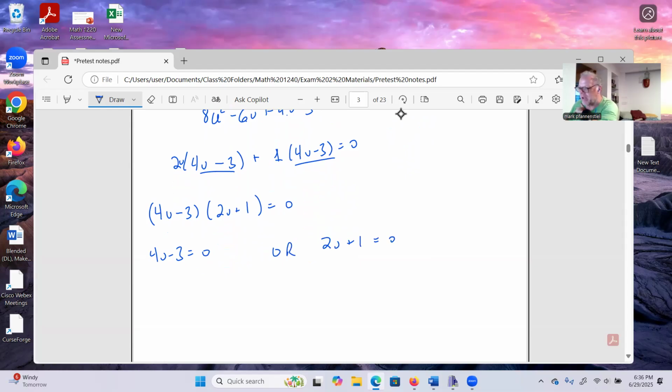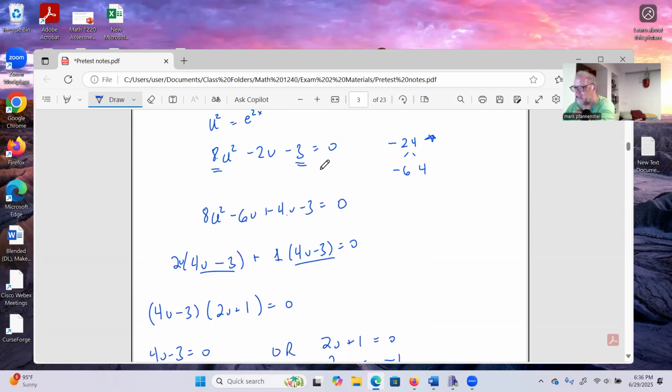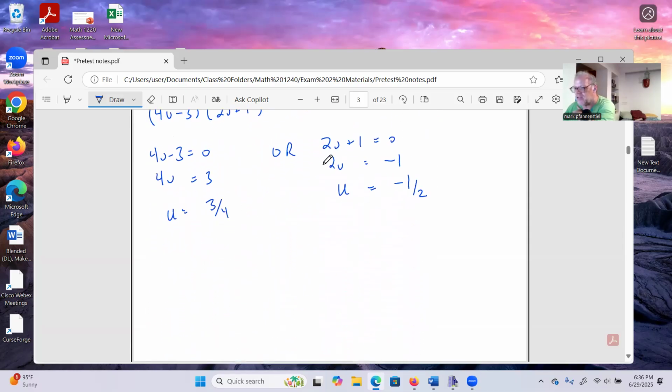At this point, 2u equals negative 1, so u would be negative 1 half. With 4u minus 3, I have 4u equals 3, or u equals 3/4. Now, what was u really? u was equal to e to the x. So we have to go back and say e to the x equals 3/4, or e to the x equals negative 1 half.